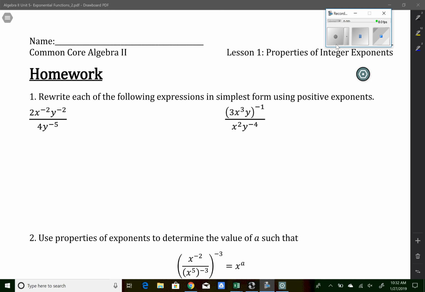So one of the things that we went over in class today was all the different properties and rules of exponents. All right, things you should remember hopefully from Algebra 1. A couple of new things, but nothing really that crazy.